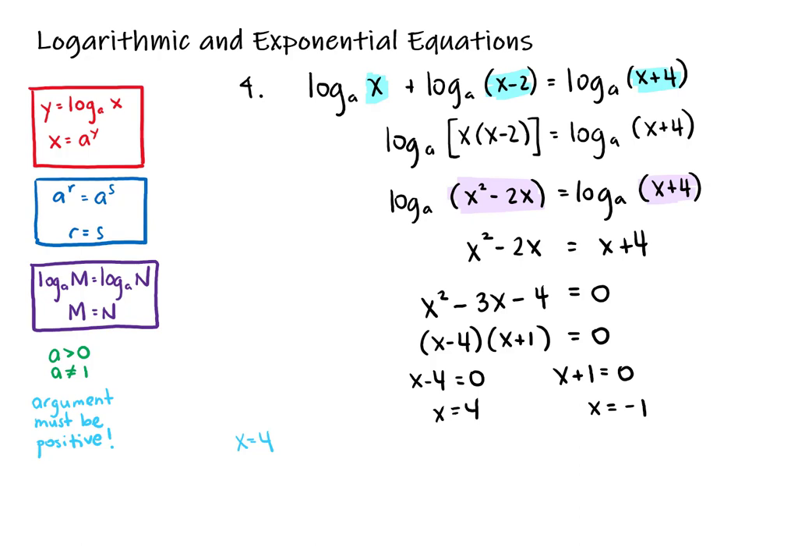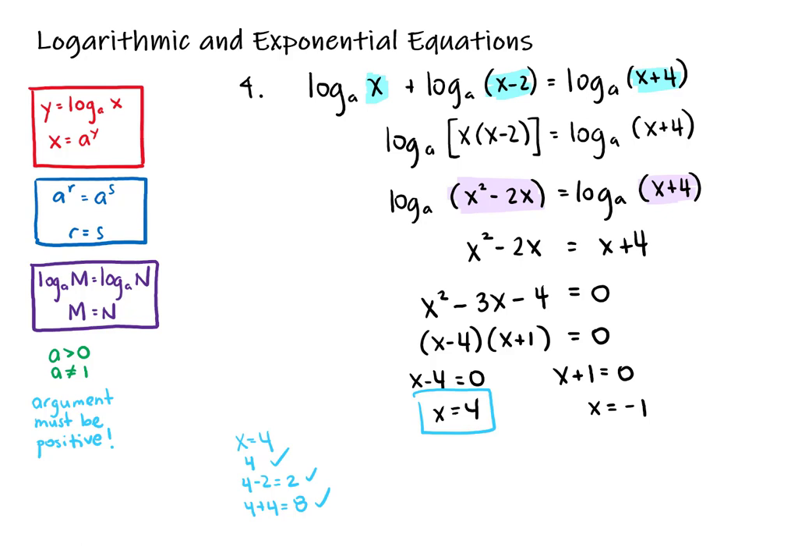So if I'm looking at x equals 4, that gives me an argument of 4. It gives me an argument of 4 minus 2, which is 2. And it gives me an argument of 4 plus 4, which is 8. And all three of those are positive. So 4 is one of our solutions.